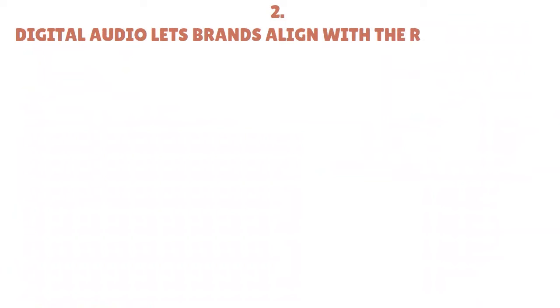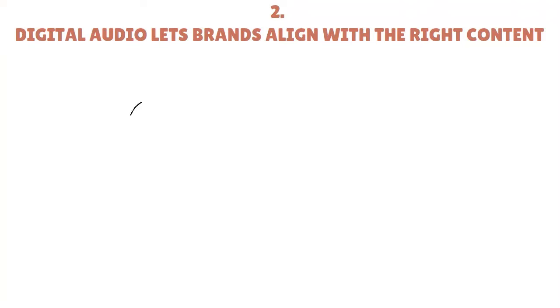The second thing I want to talk about here is that digital audio lets brands align with the right content. So when you think about brand alignment or content alignment, I want you to think about the fact that we are in a world right now where content is changing all the time, and you want to reach the consumer not only where he or she is, but you want to bring to him or her the right content. Let me give you an example.